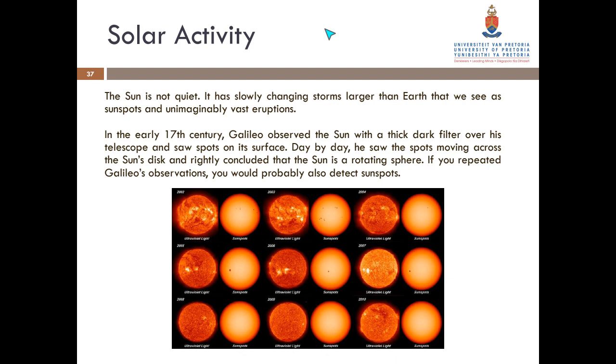So in these images, we can see when there are fewer sunspots, the sun has less activity on it, such as in this image over here. If there are more sunspots, such as in this image, we can see the sun is more active. And that is due to sunspots.